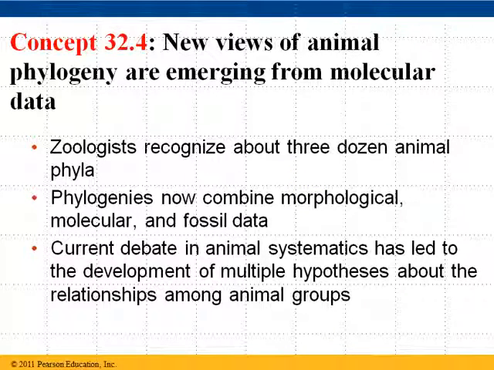Alright gang, let's finish up chapter 32 with concept 32.4. New views of animal phylogeny are emerging from molecular data.